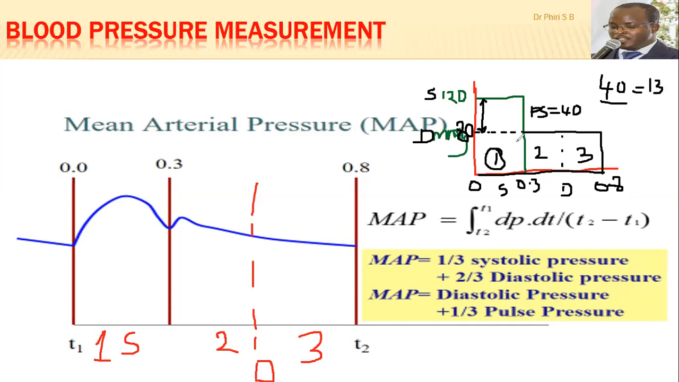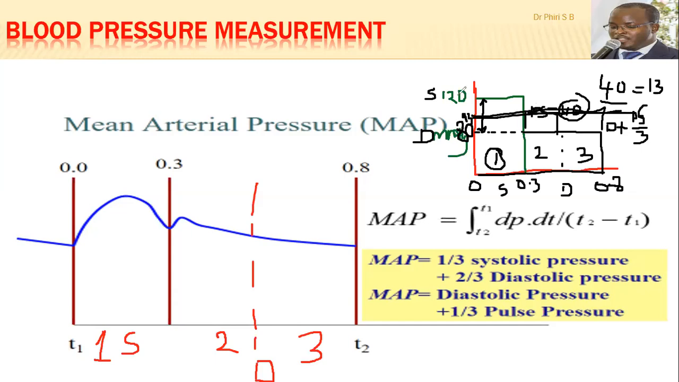In another way, how can you calculate the mean arterial pressure? You will say the diastolic pressure, which is common for all, this diastolic pressure plus the pulse pressure divided by 3. That gives you this formula here, which says the mean arterial pressure is diastolic pressure plus 1/3 of the pulse pressure. If you add the 13 here, your mean arterial pressure will be somewhere around 93 millimeter of mercury, because you are dividing this 40 into 3 parts. You have 13 here and another 13 here and another 13 here. That will give you your mean arterial pressure.